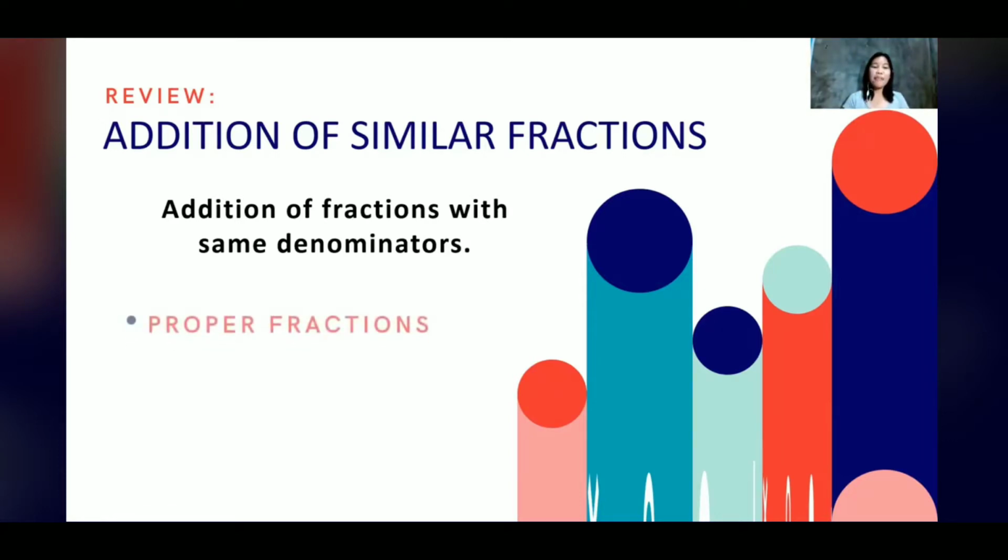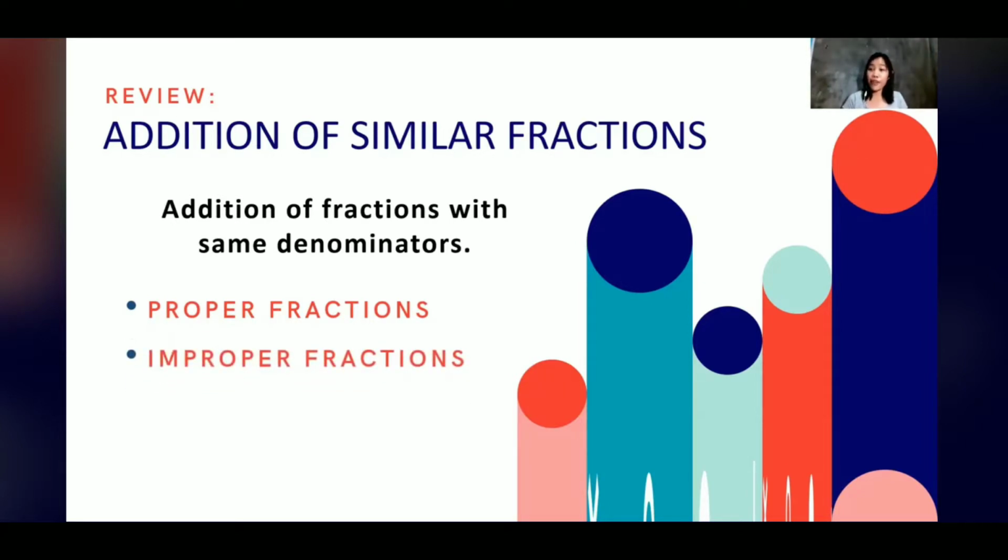Very good. In adding proper fractions, exactly. We simply add the numerators and then we will copy the denominators. How about improper fractions? That's correct. Just like what we do in adding proper fractions, we will add the numerators and then copy the denominator. And the sum will be simplified. How are we going to simplify the sum of improper fractions? Amazing. We transform it to its mixed number form.